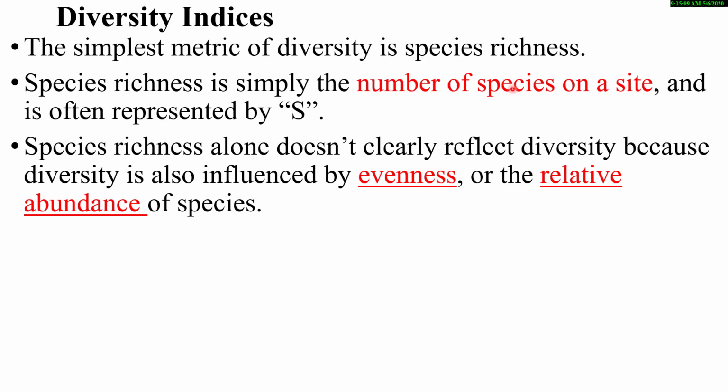While counting species is intuitive, richness alone does not clearly reflect diversity, because diversity is also influenced by evenness, or the relative abundance of species. So when we are talking about species diversity, it is not richness alone. Species diversity considers both richness and the species' relative abundance, or it considers both richness and evenness.